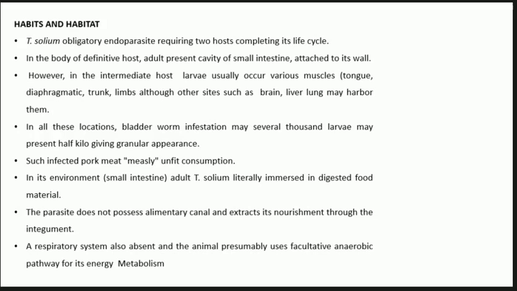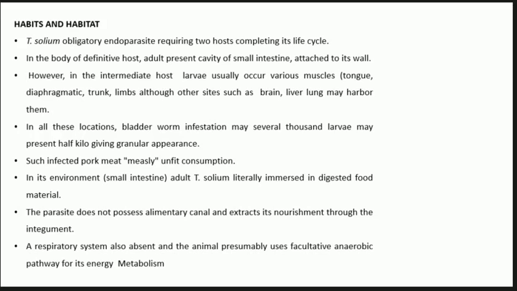In all locations, bladder worm infestation means several thousand larvae may be present in that area. So in half a kilo of pork, or half a kilo of the pig's flesh, you may find thousands of larvae, giving it a granular appearance. Such pork meat is called measly and is unfit for consumption. Remember, measly meat, unfit for consumption.